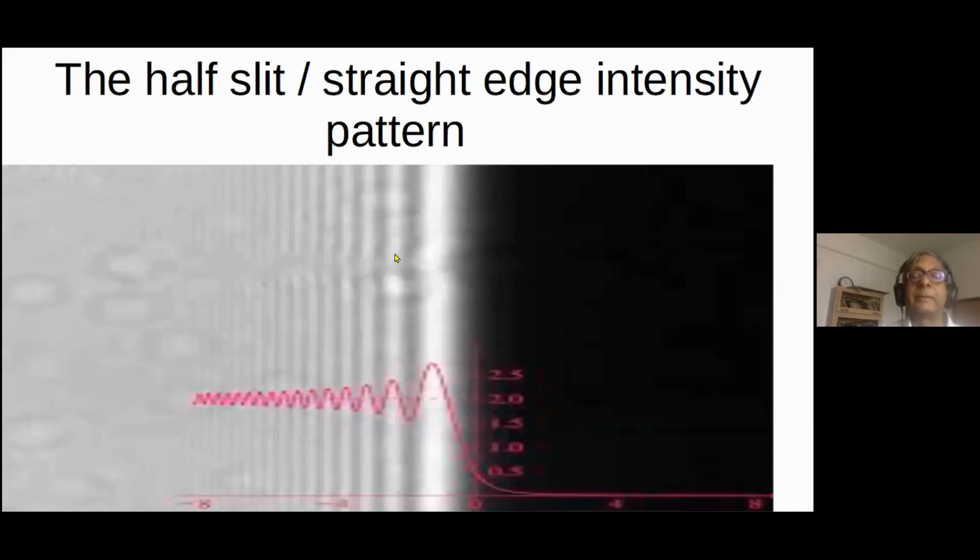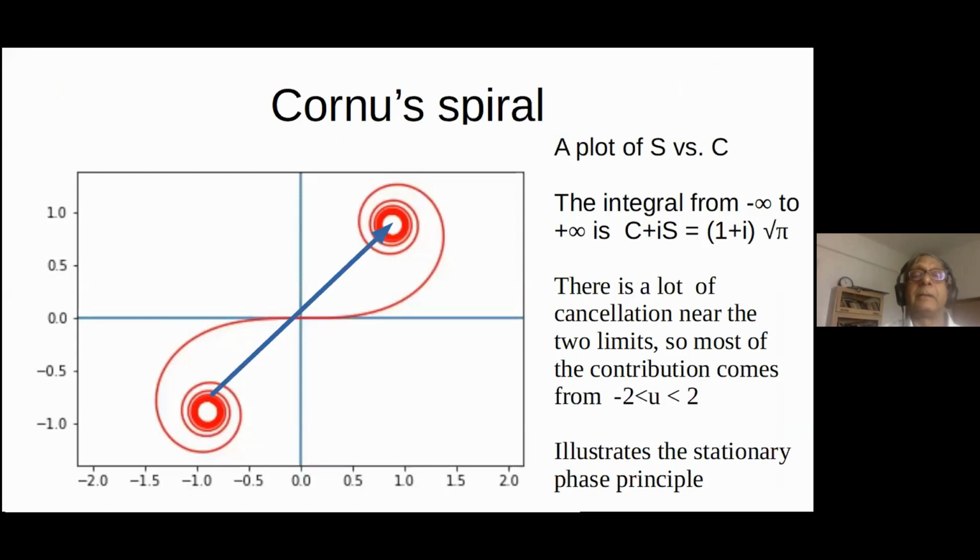But before that, what we really want is a plot of C and a plot of S, and then C plus iS as a complex number, as a function of the upper limit. Now, the way I made this plot, which is also the way that Mr. Cornu made the plot, except that he didn't have a computer, is to approximate the integral by a sum.